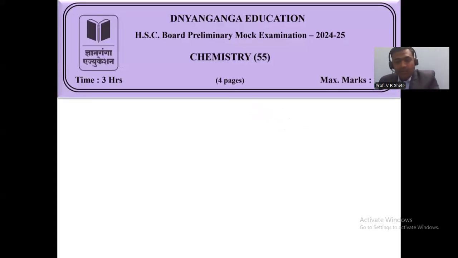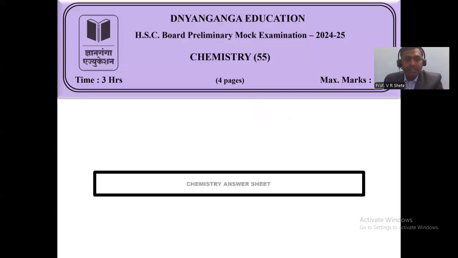Preliminary question paper for 70 marks. Chemistry has 4 sections, A, B, C, D. The question paper is divided in these 4 sections for 70 marks, with the optional paper being for 98 marks. So we'll discuss the chemistry answer sheet one by one.